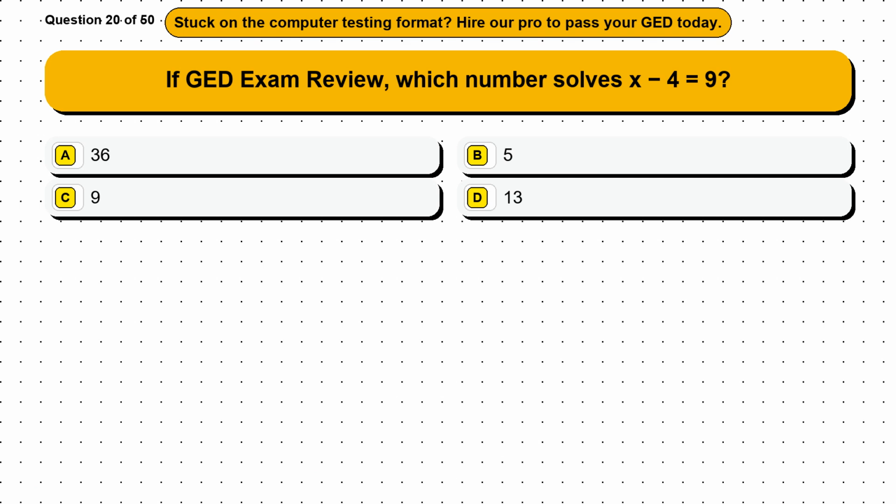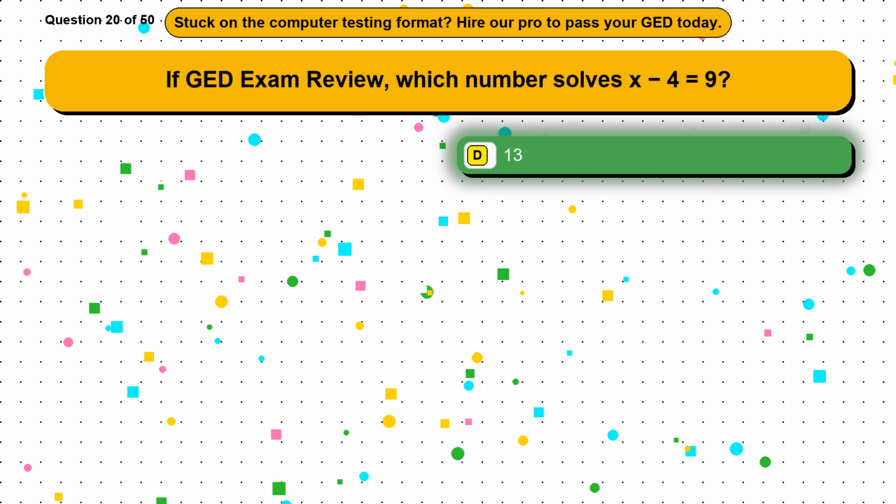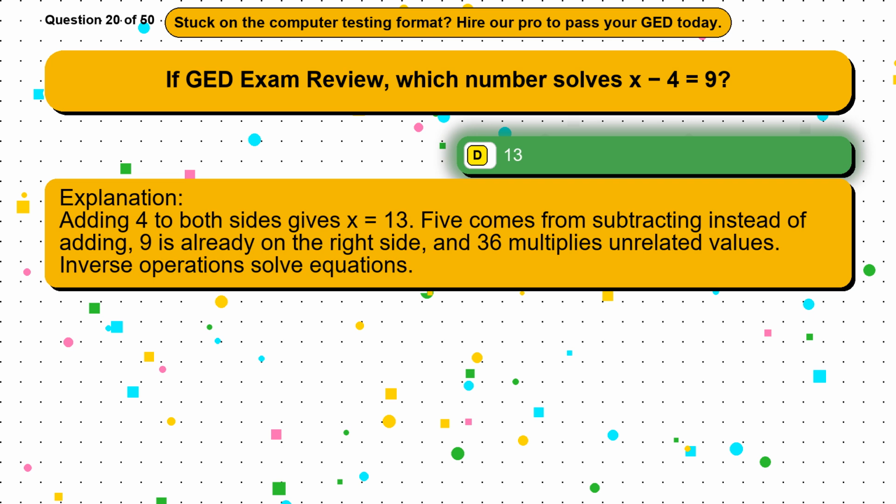Question 20. If GED exam review, which number solves x minus 4 equals 9? Option A, 36. Option B, 5. Option C, 9. Option D, 13. The correct answer is option D, 13. Adding 4 to both sides gives x equals 13. 5 comes from subtracting instead of adding, 9 is already on the right side, and 36 multiplies unrelated values. Inverse operations solve equations.